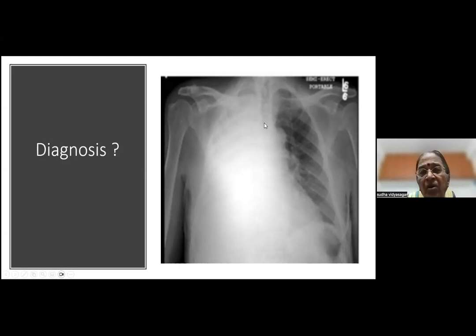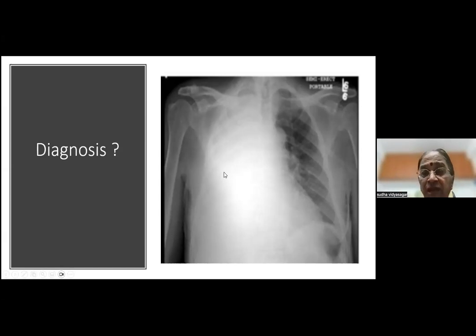So whenever you read, go in that order. Homogeneous opacity, right side of the chest, involving upper, middle, and lower zones. But the trachea is central. It's not a pleural effusion because it's not pushed to that side. It's not a collapse because it's not pulled to this side. That's why we have to call it consolidation. I don't see any push, doctor.